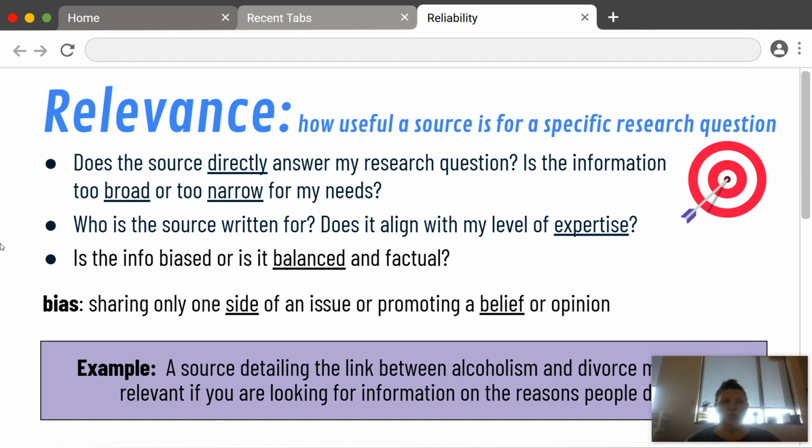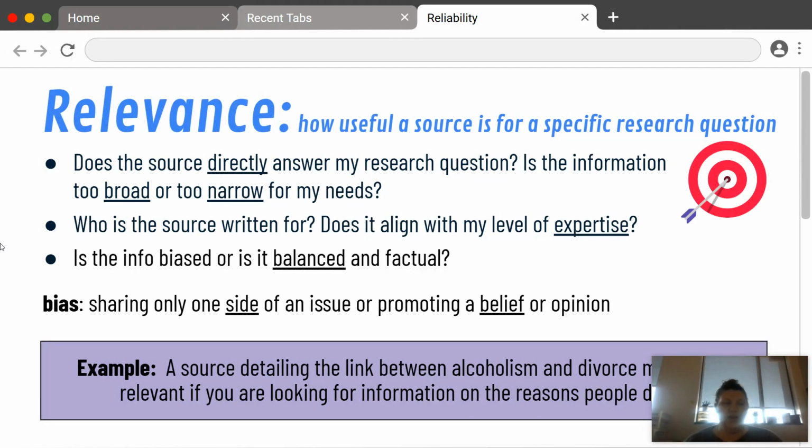Is the information too broad or too narrow for your needs? Maybe it's generally related, but it doesn't actually answer your question. That means it's either too broad or too narrow. Who is the source written for, and does it align with your level of expertise? If it is written for little kids, then that's not relevant to you as a high school student. If this is written for rocket scientists, then that's too high of a level for your area of expertise.